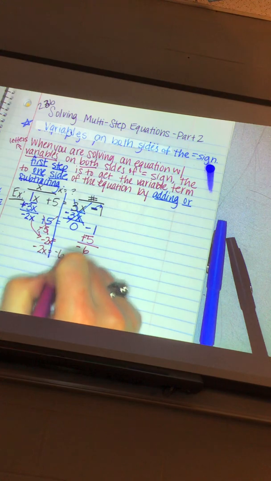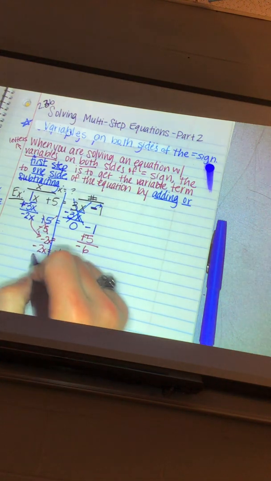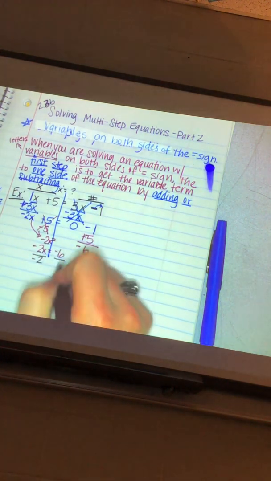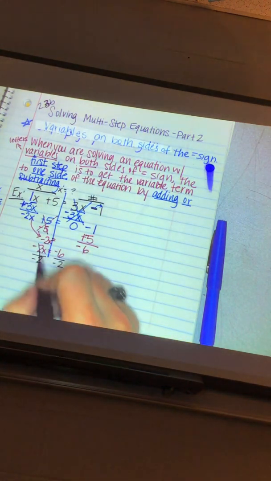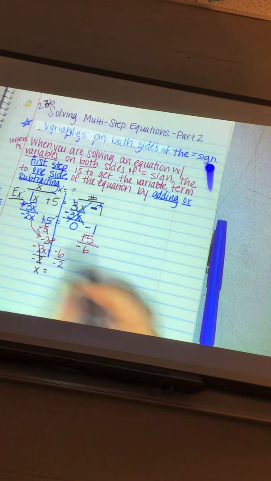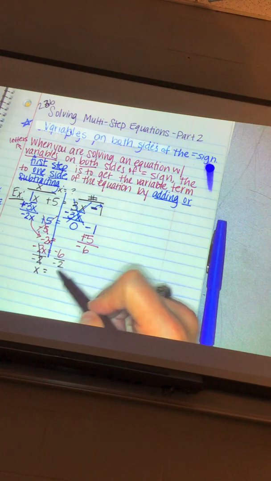All right, now we're down to one more step to get that x by itself. We just have to get the negative 2 multiplied by the x. We have to get that off. So we're going to divide both sides by negative 2 to get that negative 2 off. So those negative 2's cancel, and you end up with x equals negative divided by a negative is going to be a positive, and 6 divided by 2 is 3.